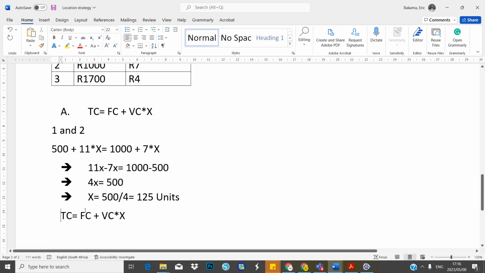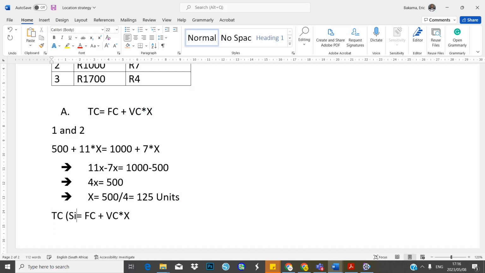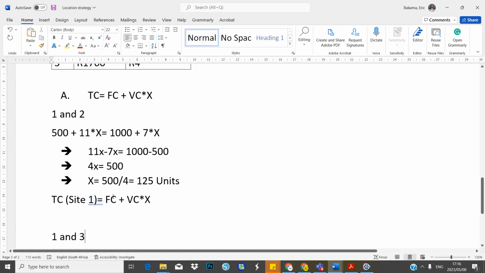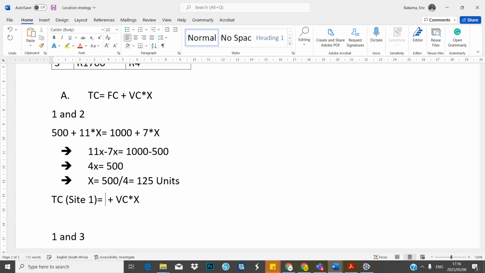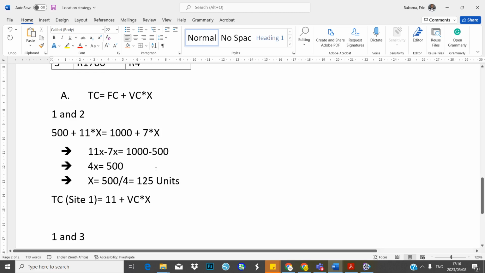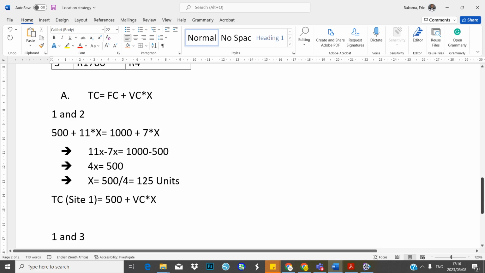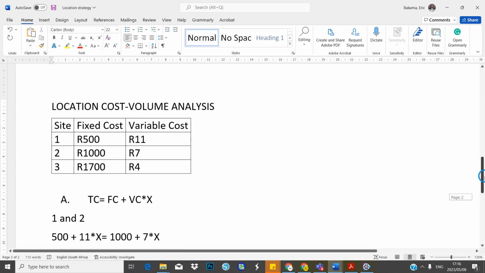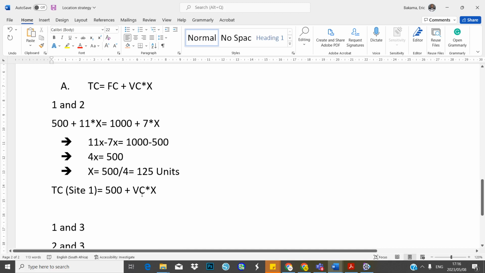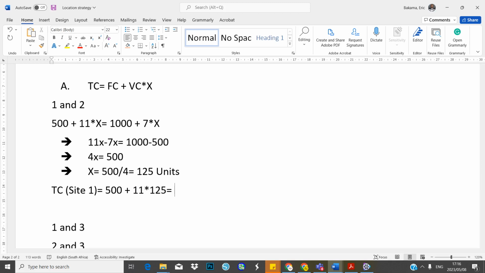So let's call this total cost for site 1. The total cost for site 1 is going to be equal to the fixed cost of site 1, which we said is 500, plus the variable cost. The variable cost of the very first site is 11. That means you will have 11 times 125. And how much do you get here? 11 times 125 plus 500, which gives you 1875.